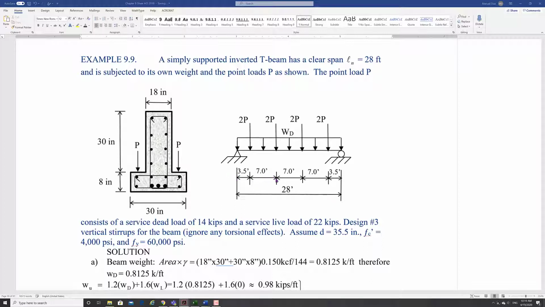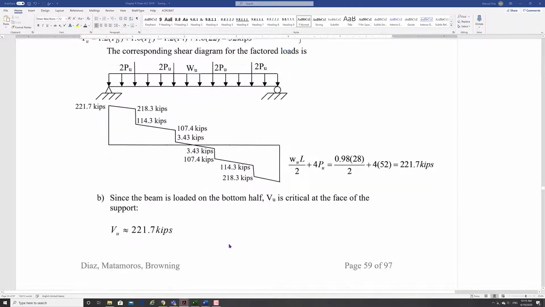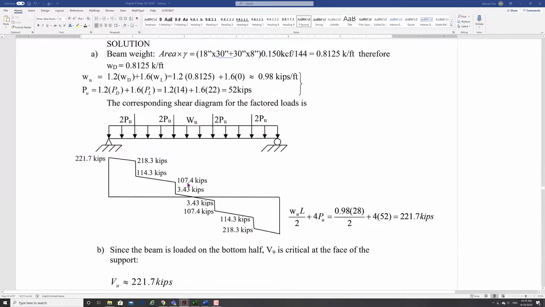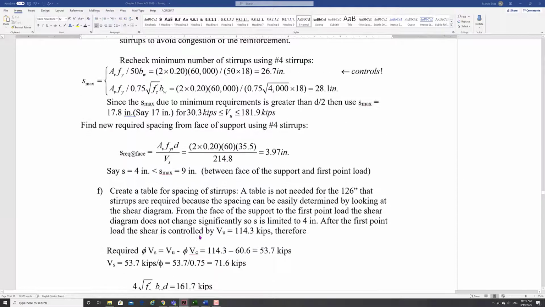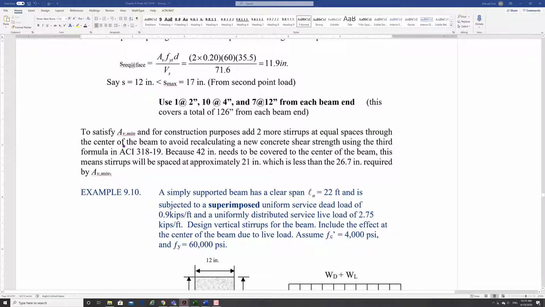So we have covered everything all the way to the second drop. Then we still have another 3.5 that needs to be taken care of, right? But with that one, we are going to use what? The 3.5 that remains, we can use minimum spacings, right? And so you can see here that I'm adding, then to satisfy AB minimum, and for construction purposes, add 2 more stirrups at equal spaces through the center of the beam to avoid recalculating a new concrete shear strength using the third formula in the ACI.